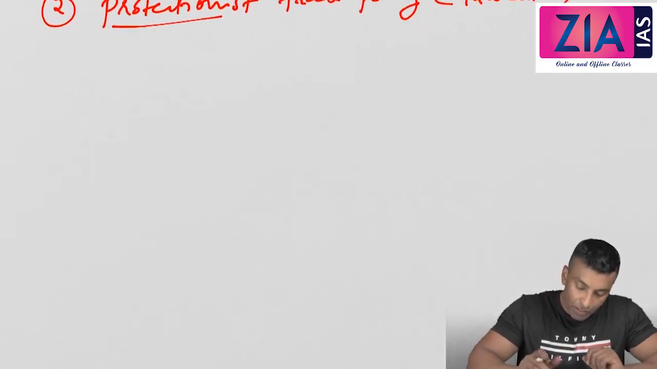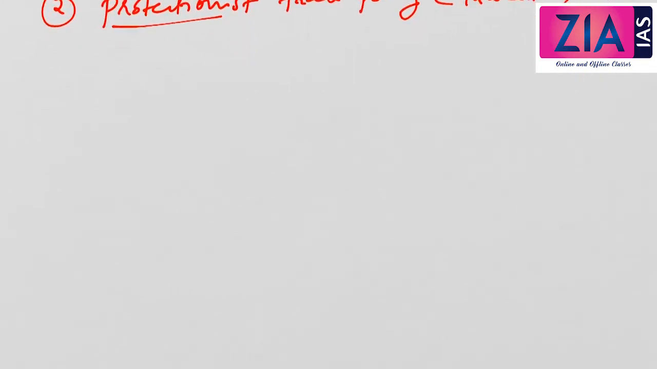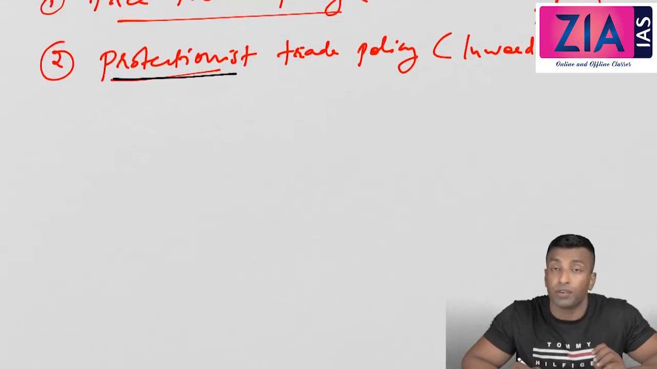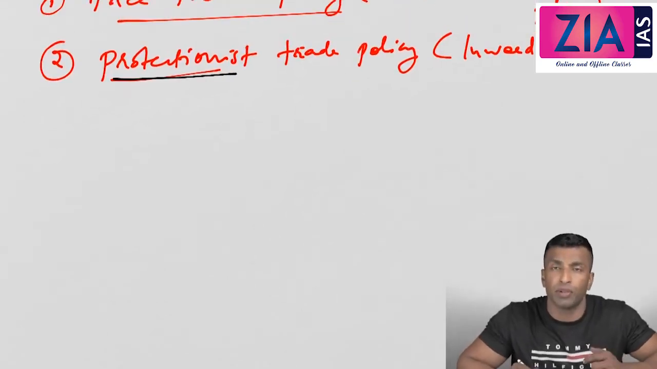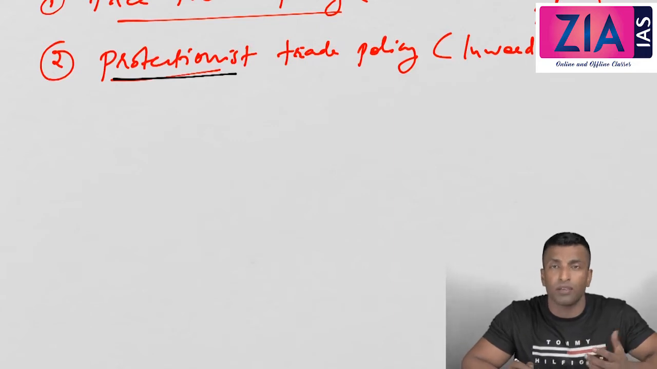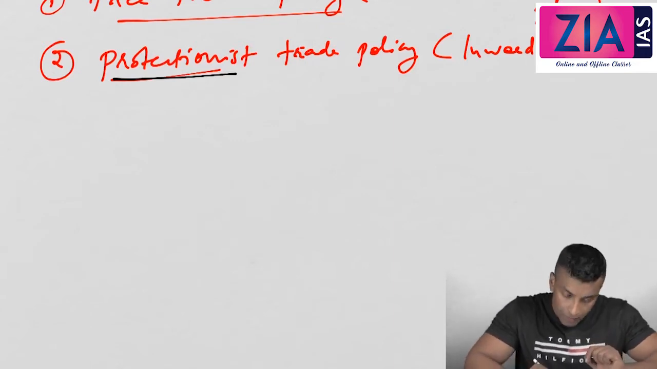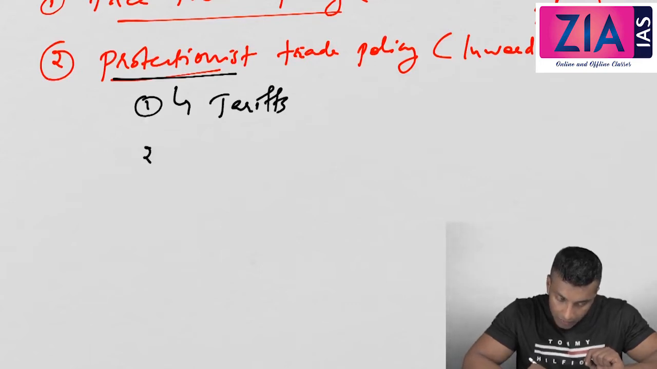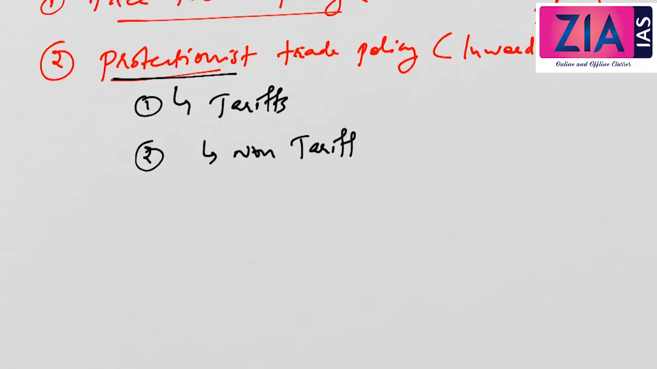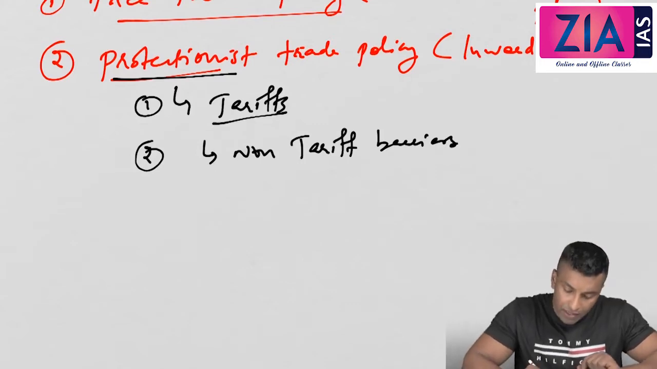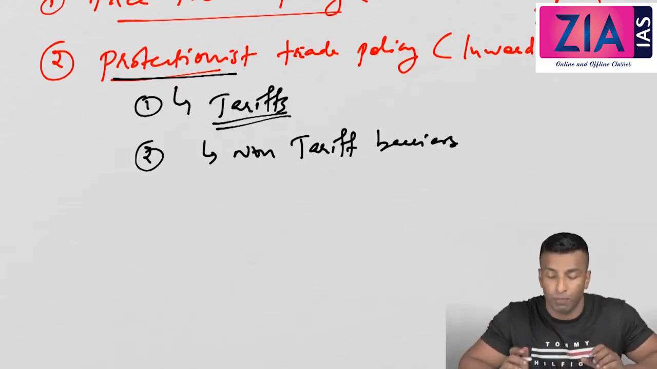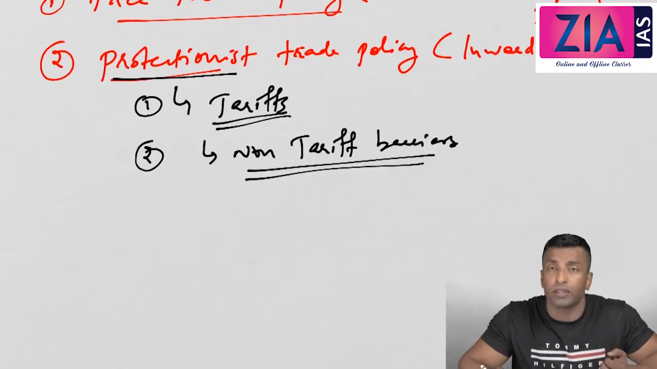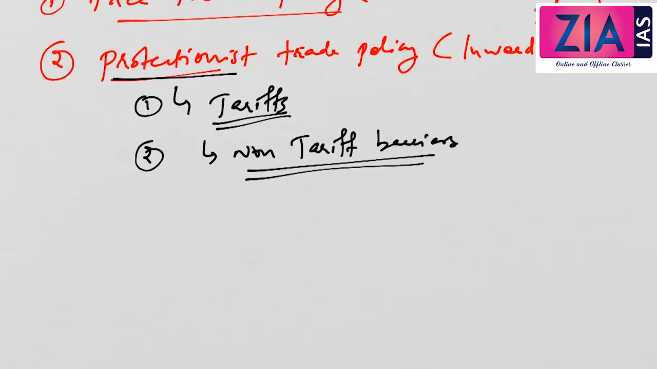Now, how is protectionist trade policy implemented? Through various measures. I told you already there will be restrictions on trade, and those restrictions will be on the basis of trade barriers. What are the different types of trade barriers? There will be tariffs and non-tariff barriers. Tariff barriers mean the duty that you are paying in terms of some amount, and everything else is non-tariff barriers.